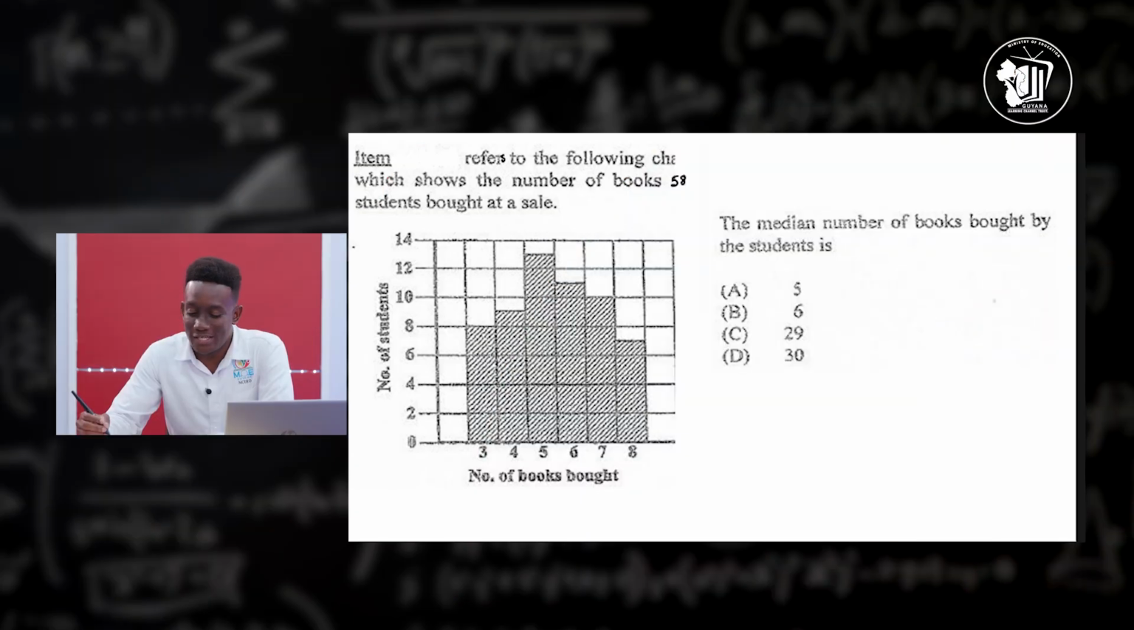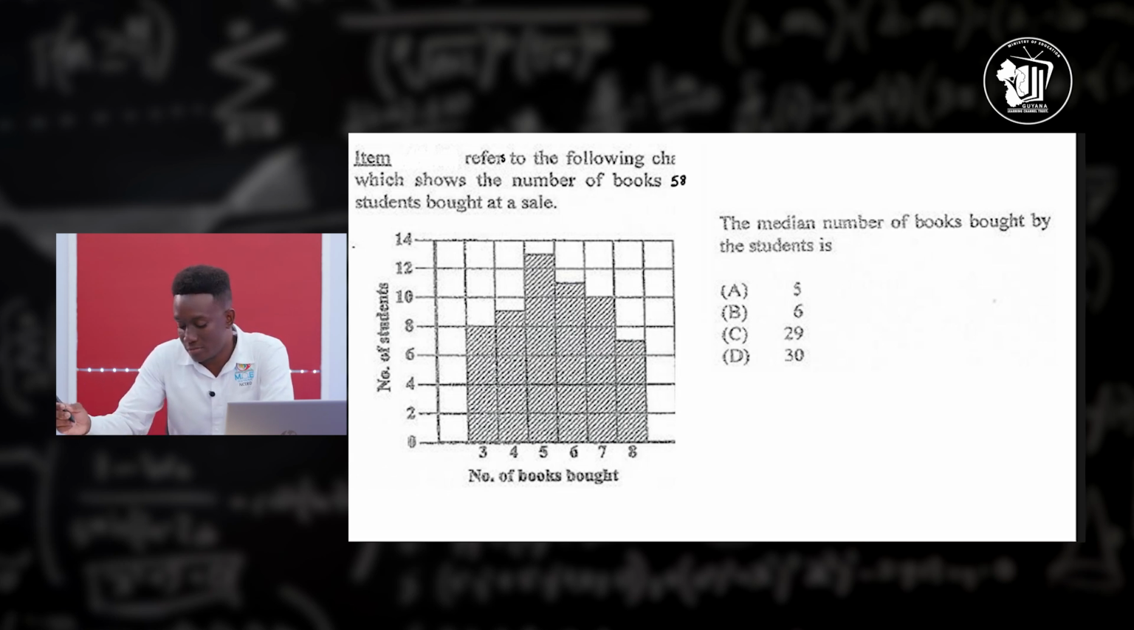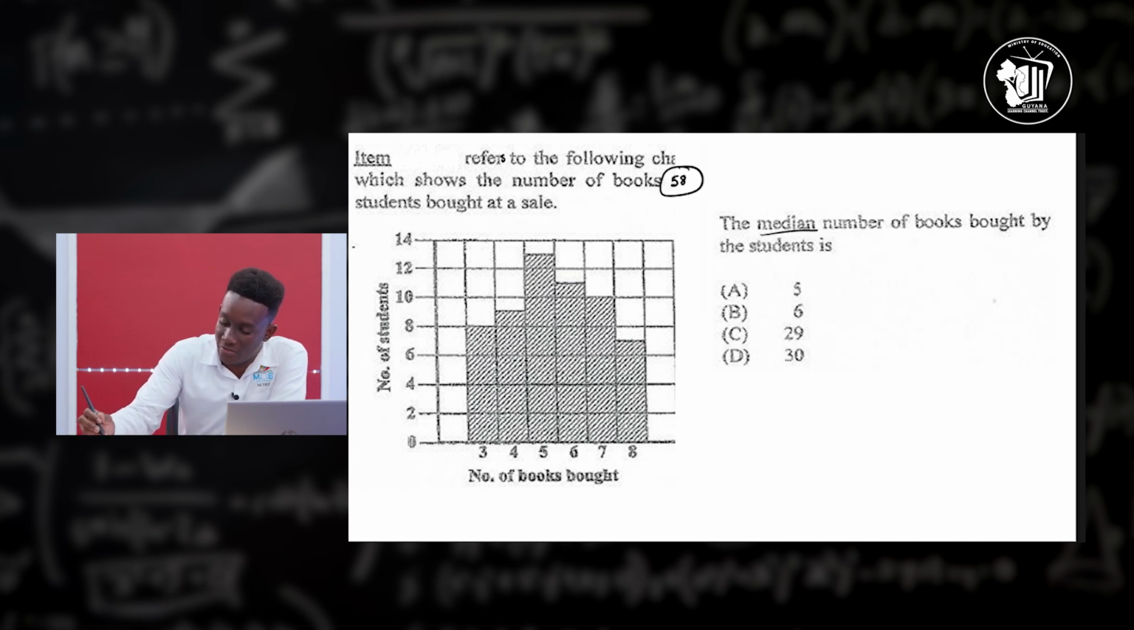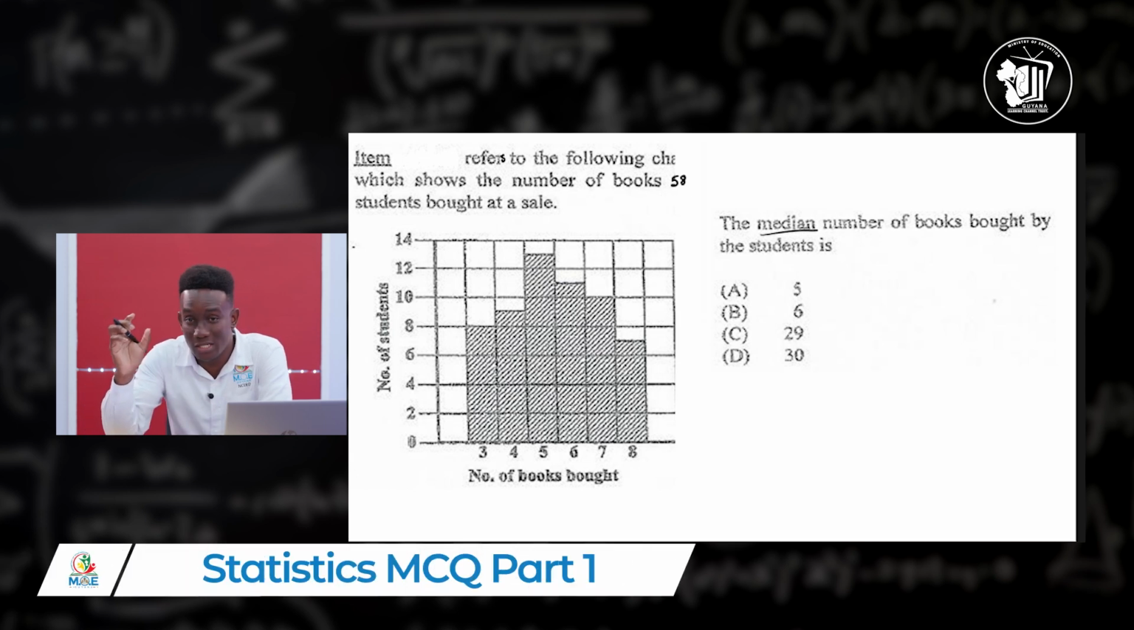So this question says, the item refers to the following chart, which shows the number of books 58 students bought at a sale. So we're talking about this histogram here, or the chart here. The question is, the median number of books bought by the students is. When we talk about median, we're talking about the middle value. First thing, we have 58 students who took part in this sale and bought books. So we want to find the middle number of books bought. Well, not the median, we need to find where this median is located.